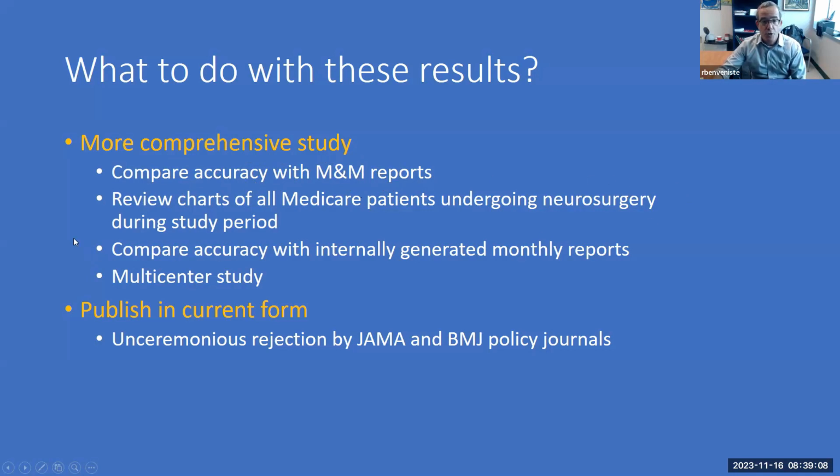I wanted to review the charts of all the Medicare patients undergoing these neurosurgical procedures during the study period. Would have been a big study. I think there were about 800 Medicare patients. Jackson wanted to limit the research to what we've done already. So that's been rejected. I wanted to compare the accuracy of the data that Greg and I and Hani Atala found with the internally generated monthly reports from Jackson.